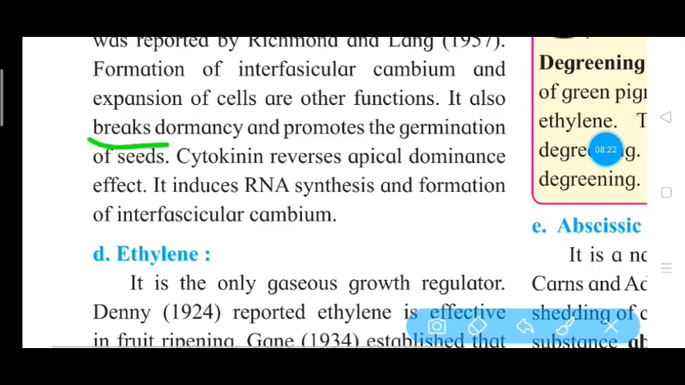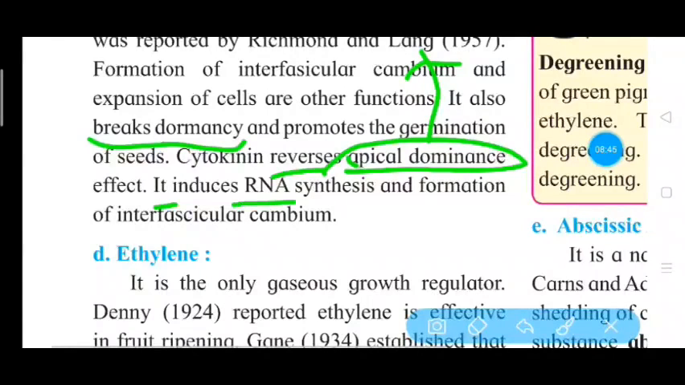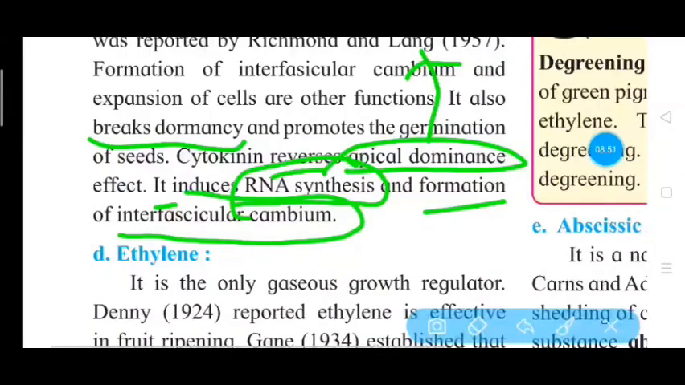It also breaks dormancy and promotes germination of seed. It breaks seed dormancy and helps in the germination of seed. Cytokinin reverses apical dominance, as we discussed in the above topic. It induces RNA synthesis and formation of interfascicular cambium, as we have also seen. This is all about cytokinin.